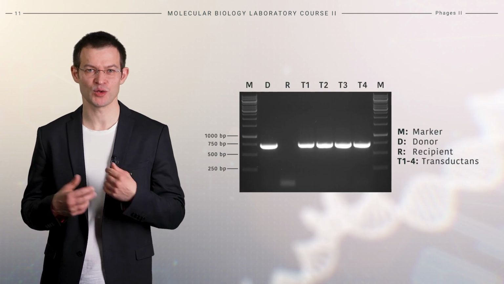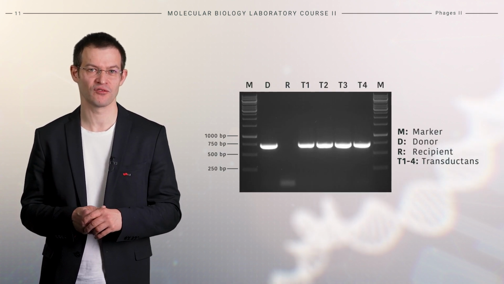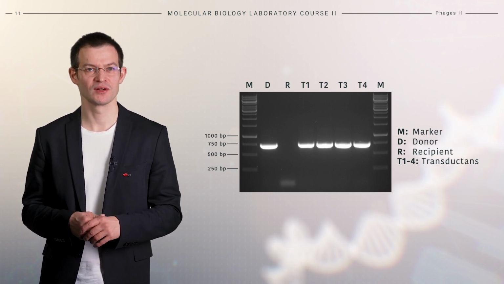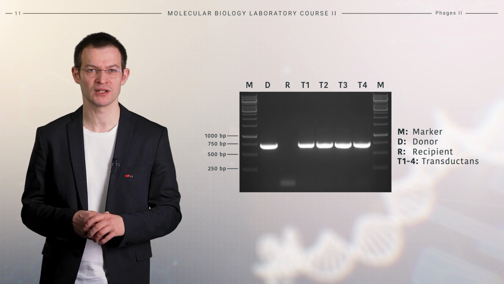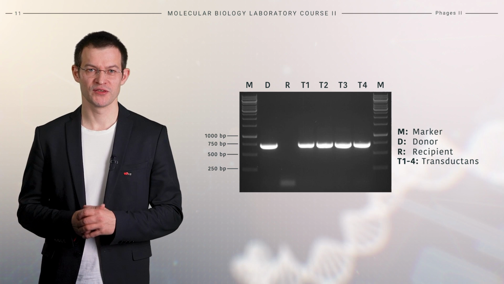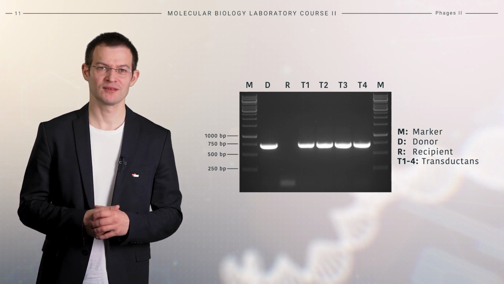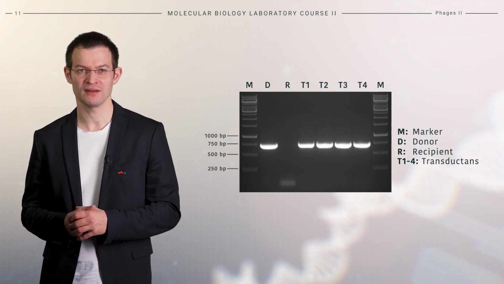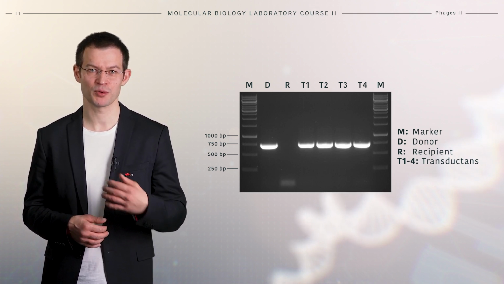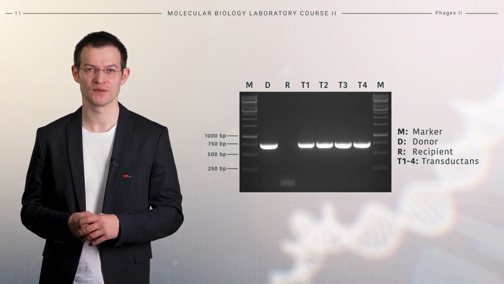Finally, the successful transfer of the GFP gene can be confirmed using a PCR reaction. For this, we can use primers specific to the gene encoding the green fluorescent protein. Only the donor strain, which is used as a positive control, and the transductants will show a clear band as shown in this agarose gel. This clearly confirms the presence of the GFP gene in the transductants.